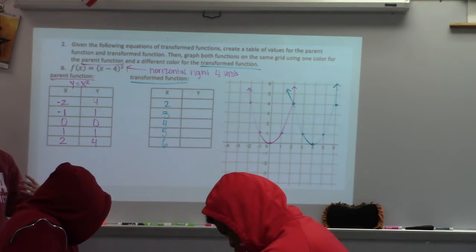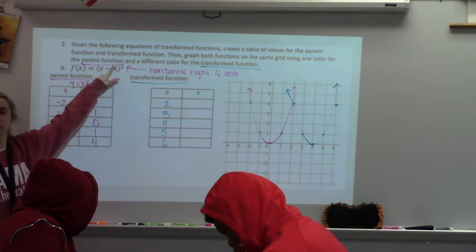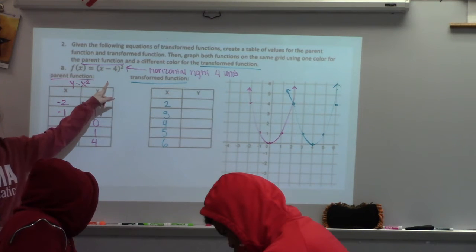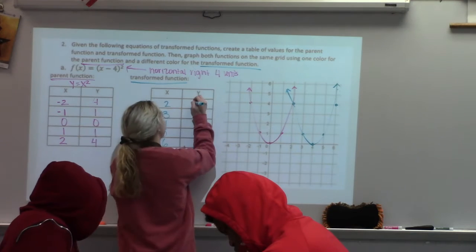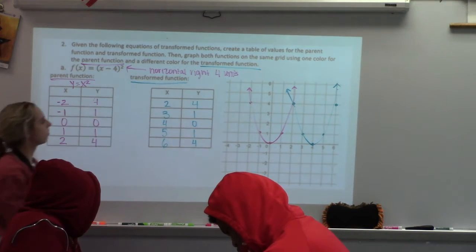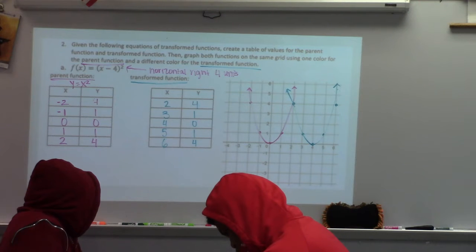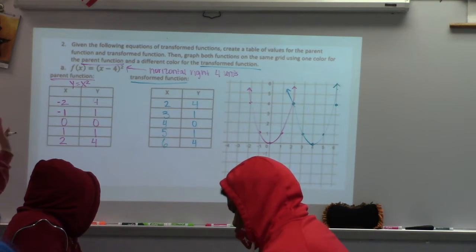So if you wanted to get the values in the table first, you need to remember to take the inverse, or use the inverse operation. Then see, I have the same y values. And let's see what else we got on this one. Horizontally right, okay.